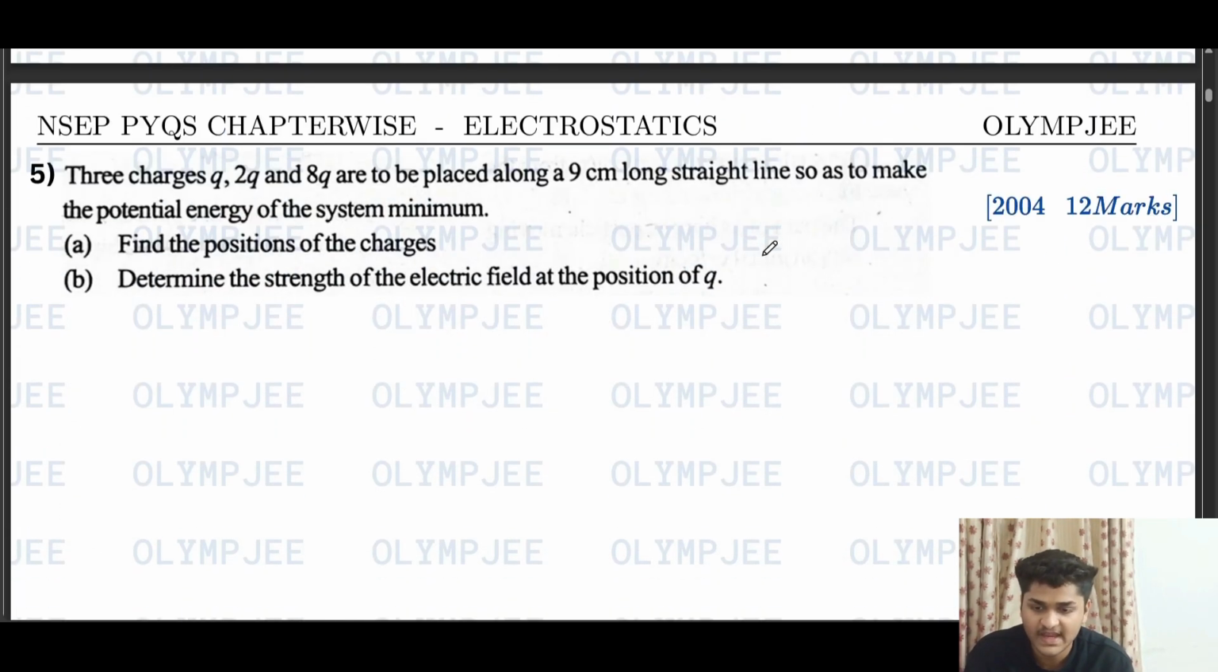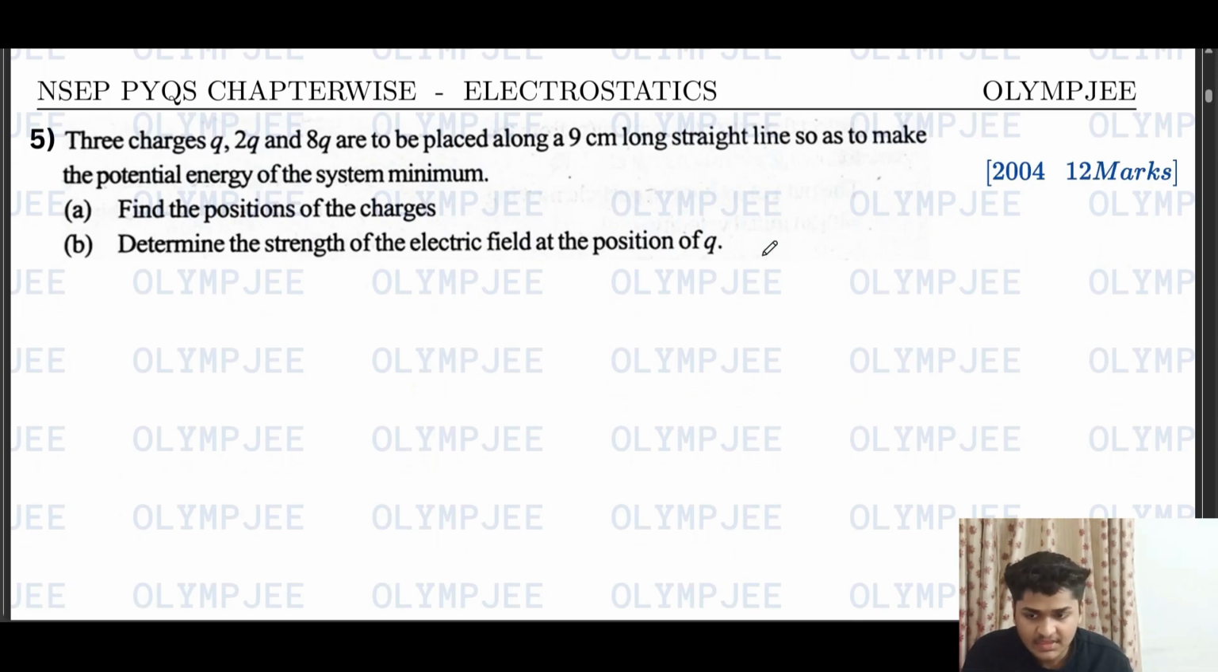Moving on to question 5. Question 5 says 3 charges Q, 2Q and 8Q are to be placed along a 9 centimeter long straight line so as to make the potential energy of the system minimum. Find the position of the charges and determine the strength of the electric field at the point of Q. Okay, so I need to make the potential energy minimum of the system. So since there are 3 charges and we need to make 2 combinations, we need to take 2 charges at a time for the potential.